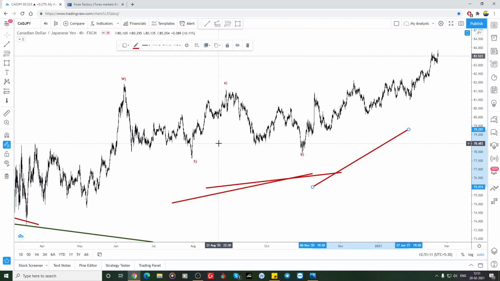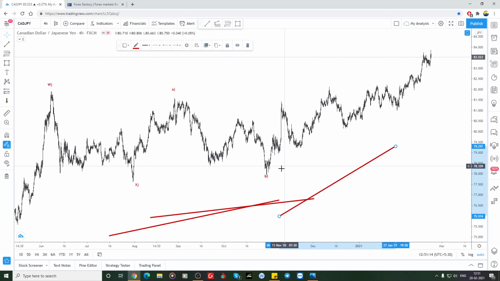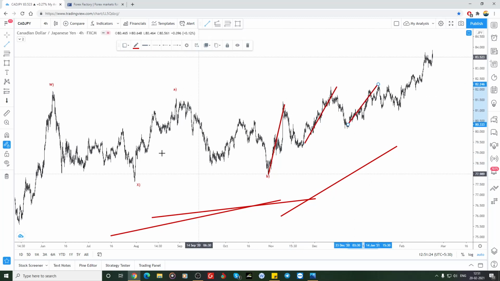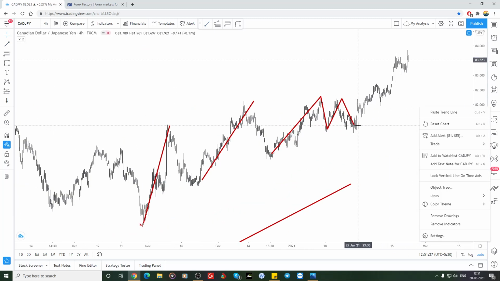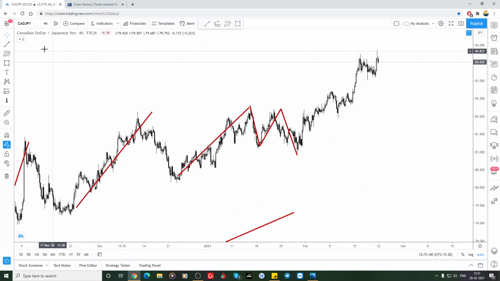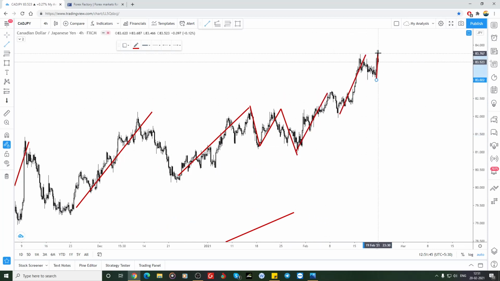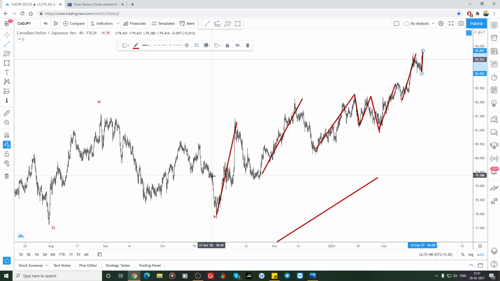So this could be 1, 2. The third wave is looking like 5 waves here, here also looking like 5 waves, and here also looking like 5 waves. So 1, 2, so 3 ended here. 4 ended here, and here also 1, 3, and 5.